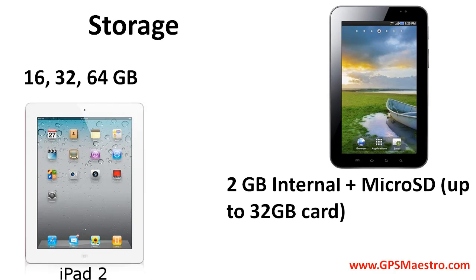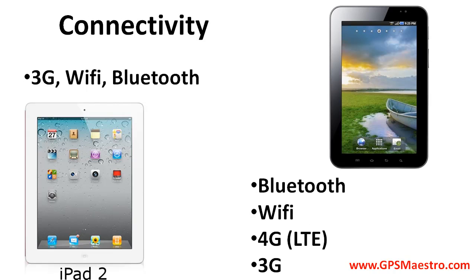Storage, as far as that goes, the iPad 2 has quite a bit more. You can get it in 3 different sizes, 16, 32, or 64 gigabytes, while the Tab only has 2 gigabytes of internal memory, but it does have a micro SD slot, which can support up to 32 gigabytes, so you can get a total maximum of up to 34 gigabytes of storage on the Tab.